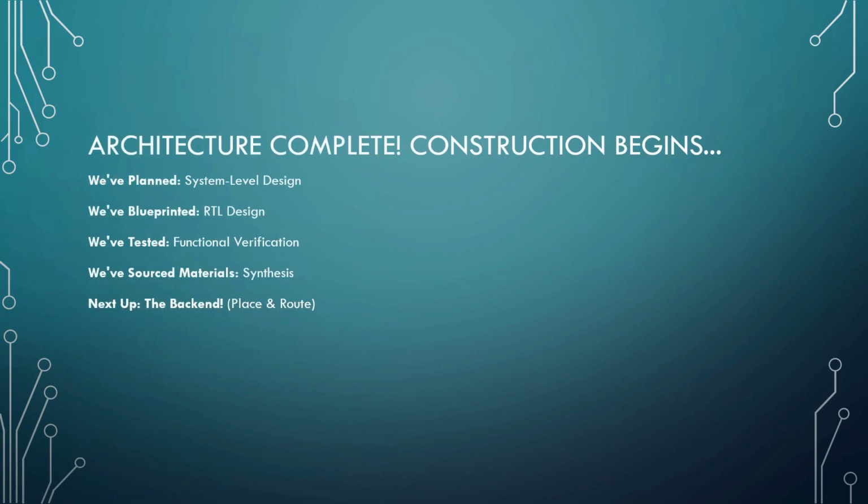And with that, the architectural phase is complete. We have planned our chip with system design. We have blueprinted it with RTL. We have tested it with functional verification. And we have sourced our materials with synthesis. Our design is logically completed. And now it's time for the construction to begin. Next up, the backend design. This is where we get into the physical world of place and route.